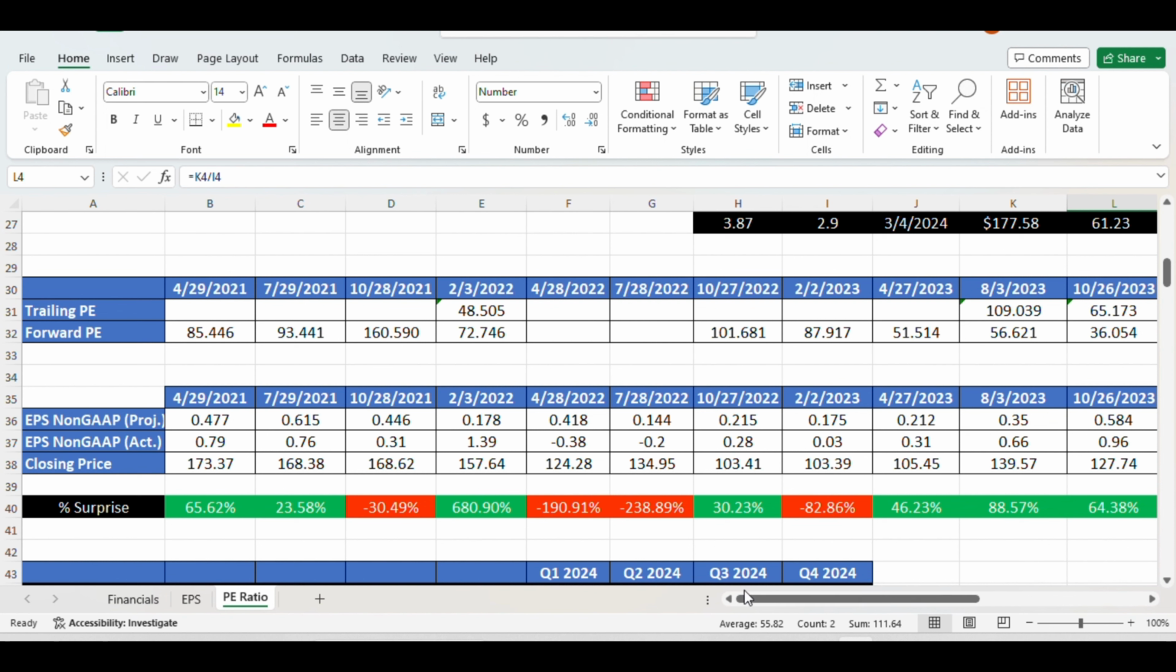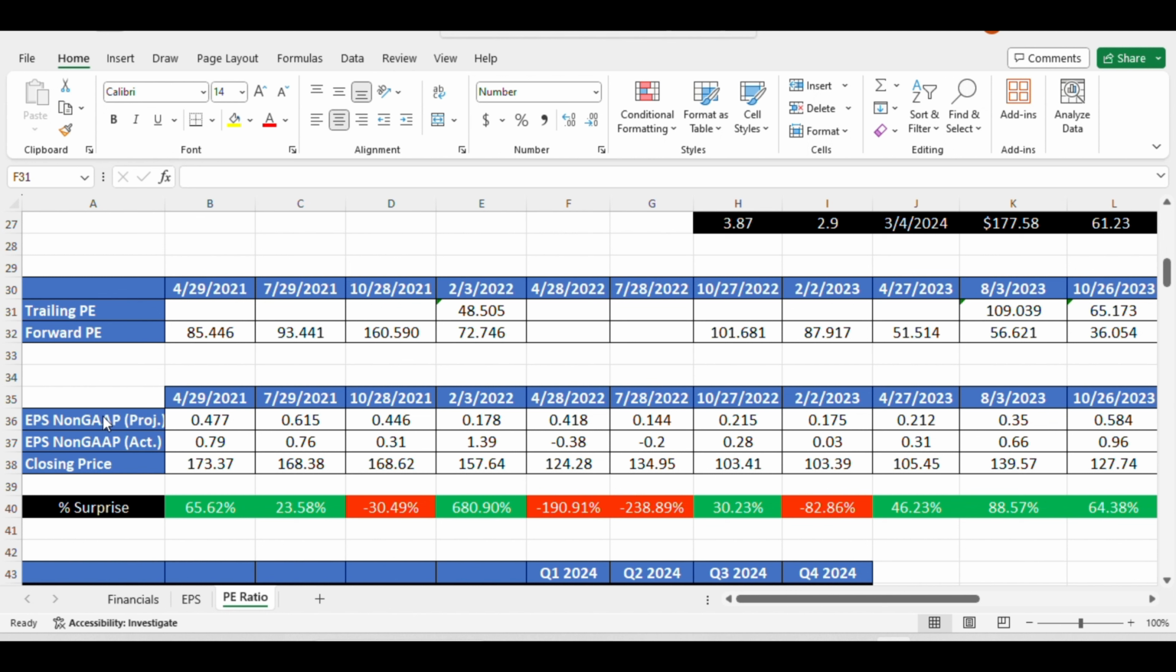I also have this table. This has the forward PE and the trailing PE for last 12 quarters. There's some blank cell here. The reason is some of the EPS actuals are negative. If I use those values to calculate the PE, that will be misleading. So I'm not going to use those PE in my calculations.